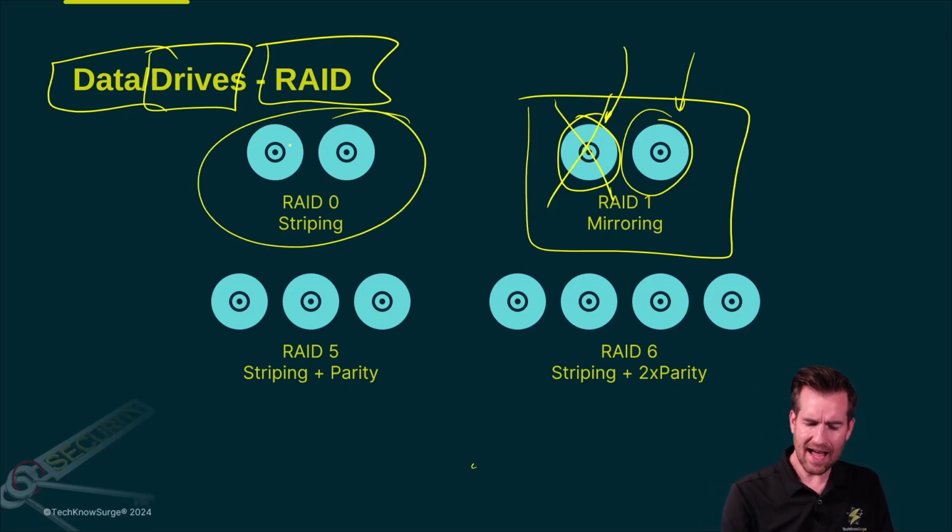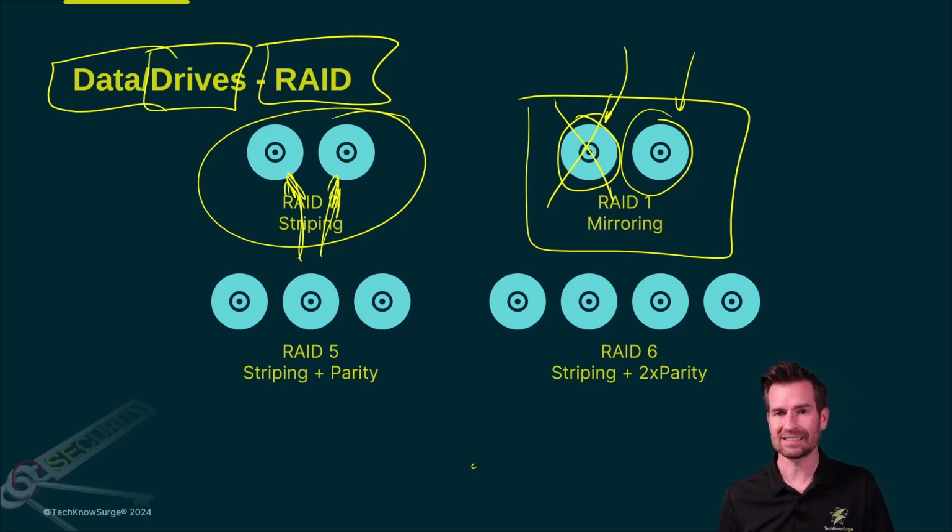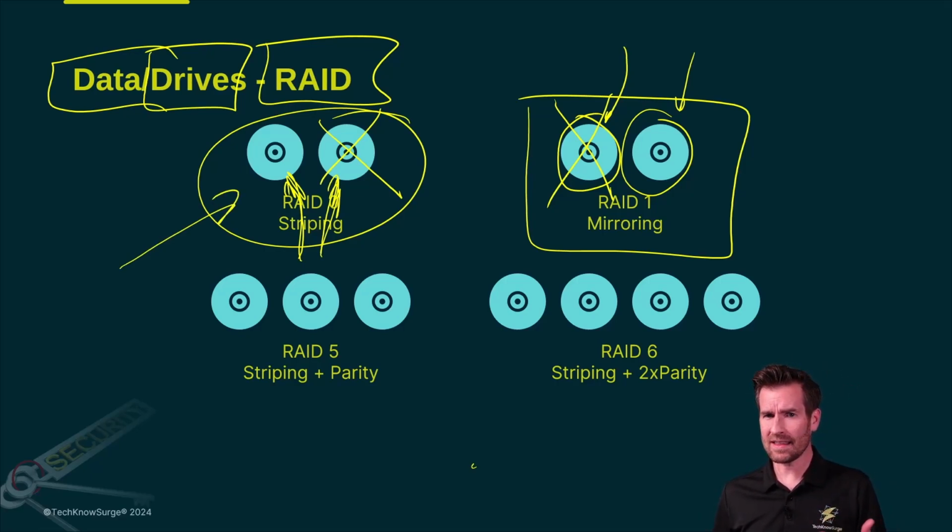RAID 0 is not a good example of redundancy. That's because the first block of data gets sent to the first disk, the second to the second disk, the third to the first disk again, the fourth to the second disk, and so it just splits the data. So if you were to lose one of these disks, you would lose your data. The advantage of this is that it speeds up the process. One of the slow parts about storing data is the writes, and sometimes the reads as well. Writes are a very slow process, and by striping across multiple disks, we can speed this process up.